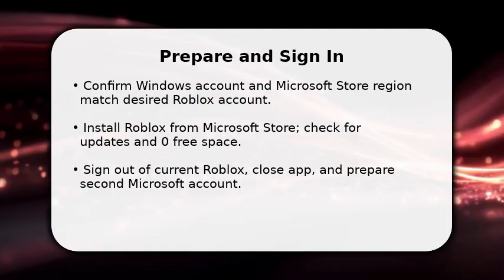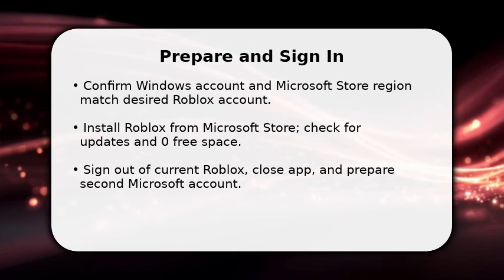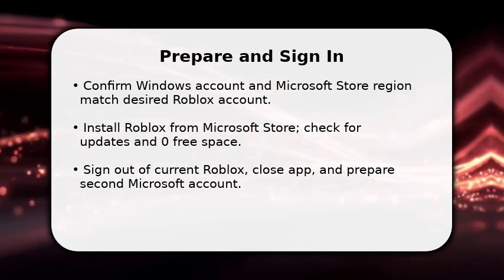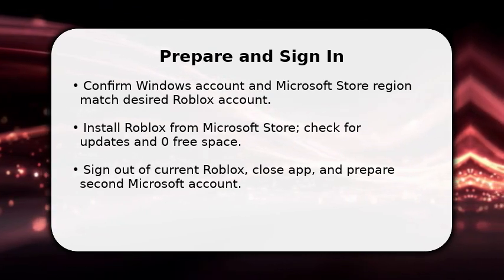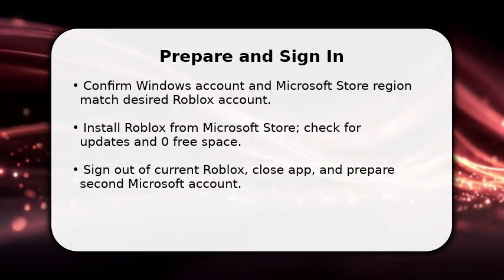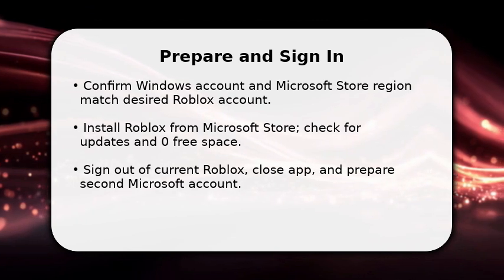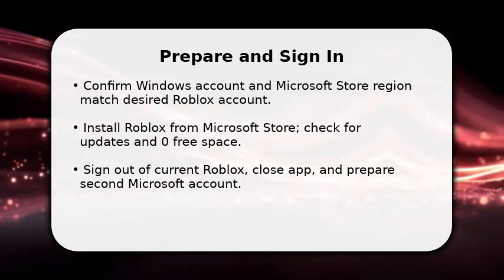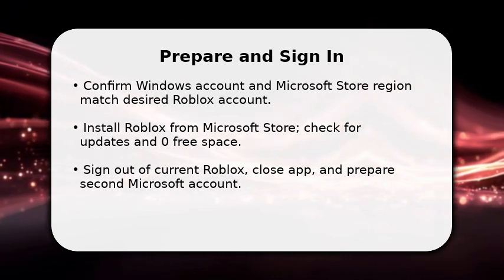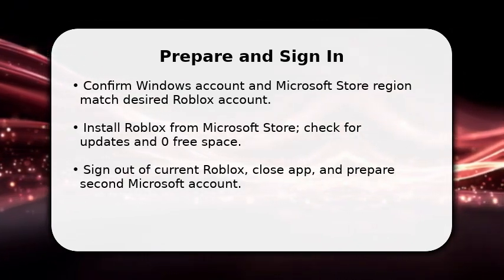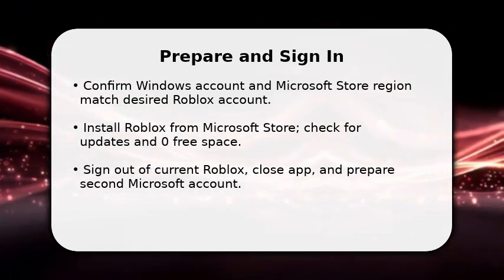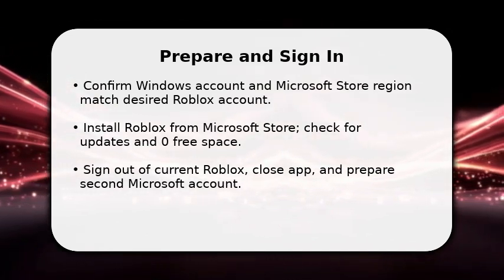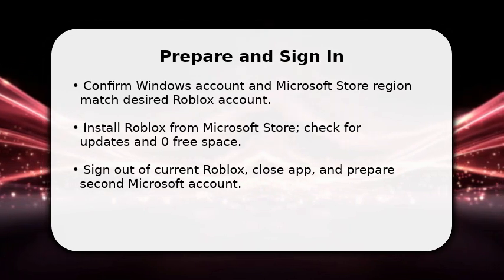You'll start by preparing accounts and the store. Sign out of Roblox and verify your Windows Microsoft account is ready. Install or update Roblox from the Microsoft Store so both app and store sync. Once done, create or confirm the second Microsoft account you'll use for the alternate Roblox profile. Make sure region and app updates match. This avoids authentication conflicts and lets you switch cleanly between accounts without reinstalling or losing saved settings.